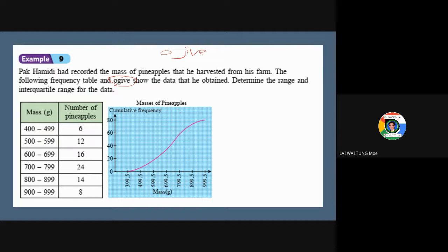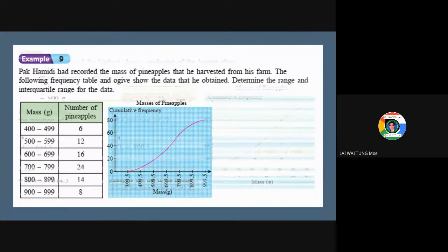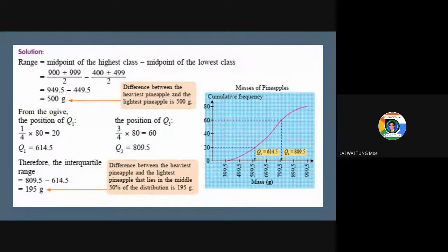Okay, so how to find the range and how to find the interquartile range? This is also a tool of the measure of dispersion in statistics. So you need to know how to find range and interquartile range. It's given you the table of frequency, and then the ogive is already drawn for you. There's a difference, so let's look at how to find the range first.